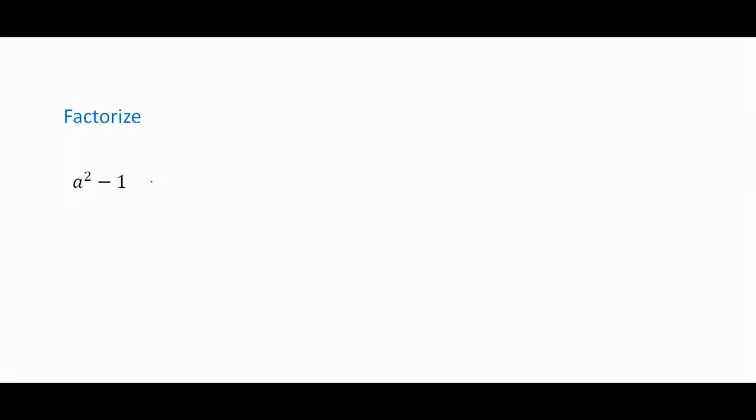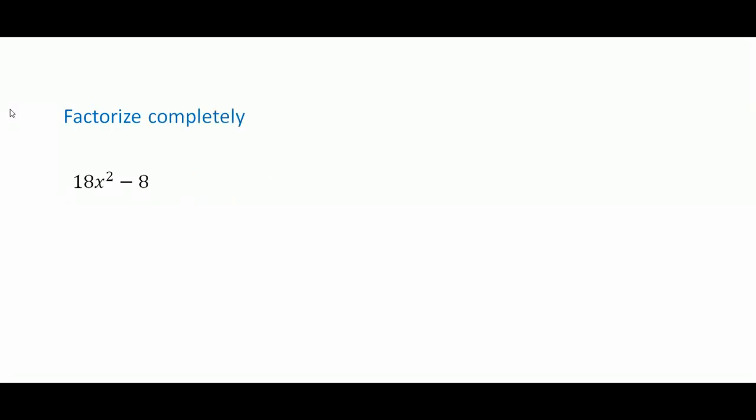We have a squared minus 1. That is the difference of two squares, so we can write that as a squared minus 1 squared, and this will become a plus 1 into a minus 1.